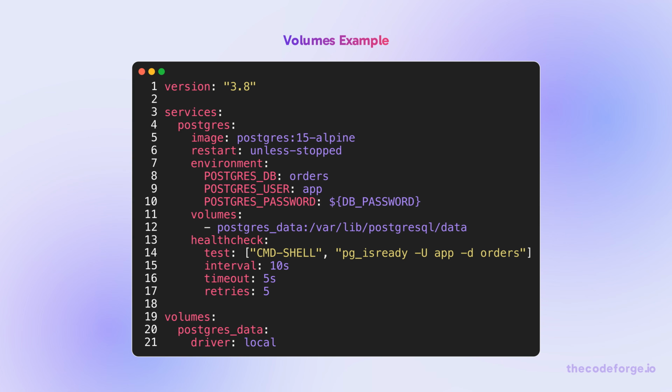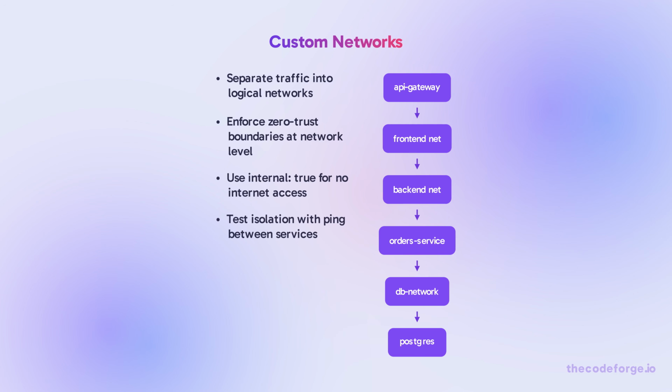This ensures data survives docker-compose down. Default bridge networks work fine until two apps both claim port 8080. The fix: separate your traffic into logical networks. Split internal API communication from public-facing ingress traffic and isolate data plane traffic from admin channels.